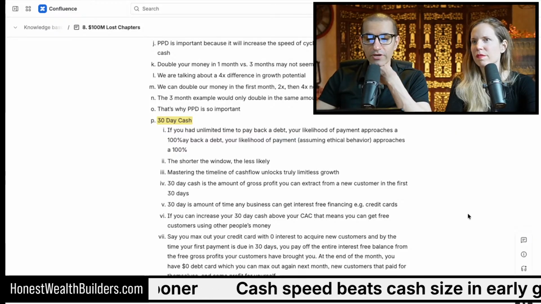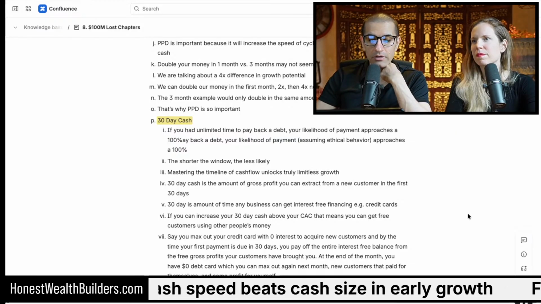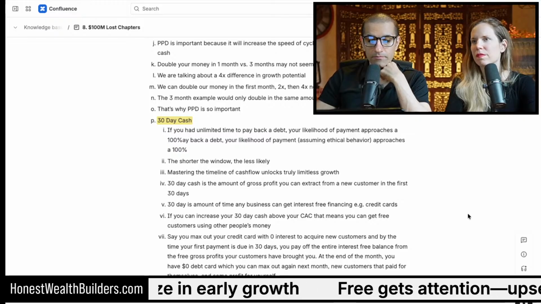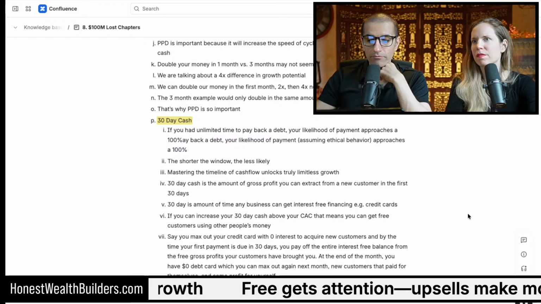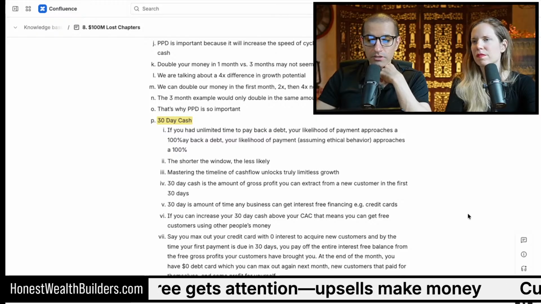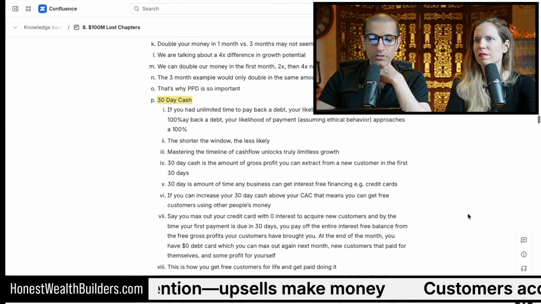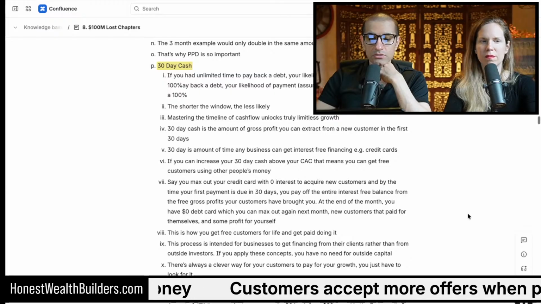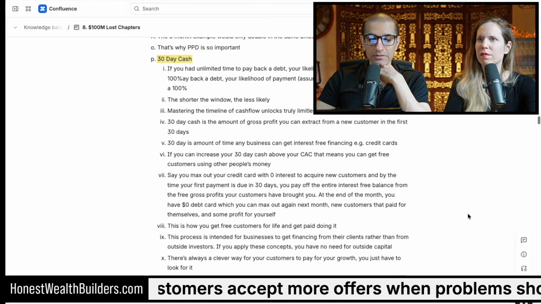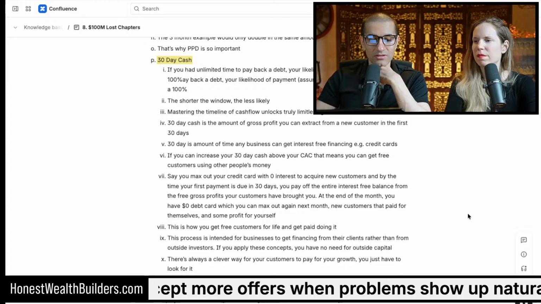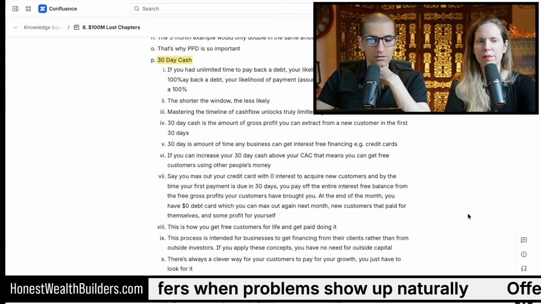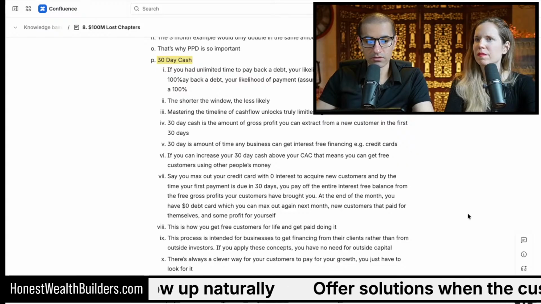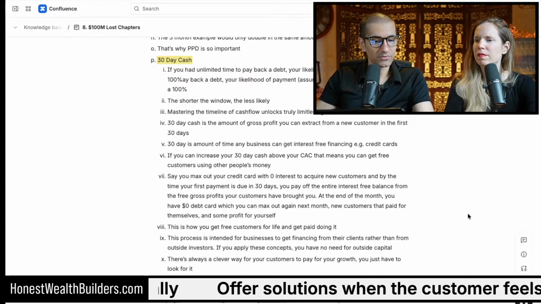30-day cash. If you had unlimited time to pay back a debt, your likelihood of payment, assuming ethical behavior, approaches 100%. The shorter the window, the less likely. Mastering the timeline of cash flow unlocks truly unlimited growth. That should be a principle, by the way. What do you think? I should add it, perhaps.